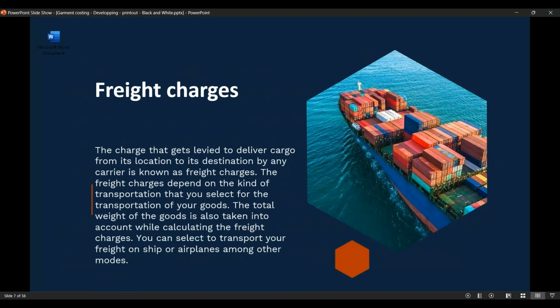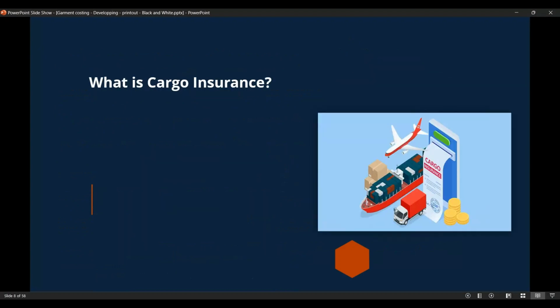Freight charges. The charge that gets levied to deliver cargo from its location to its destination by any carrier is known as freight charges. The freight charges depend on the kind of transportation that you select for the transportation of your goods. The total weight of the goods is also taken into account while calculating the freight charges. You can select to transport your freight on ship or airplanes, among other modes.